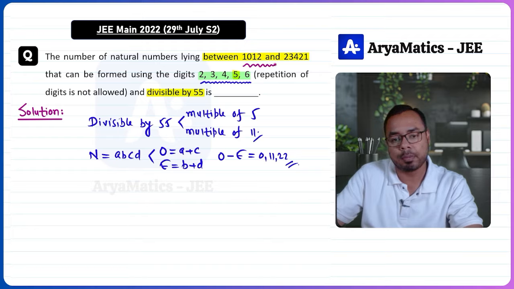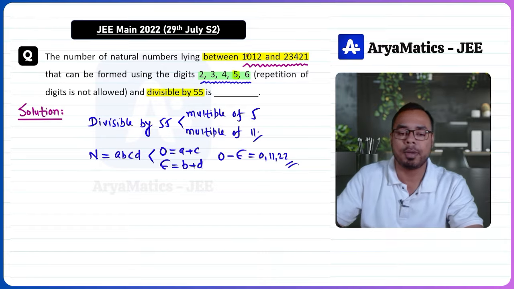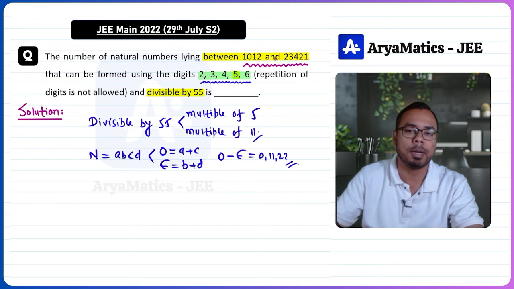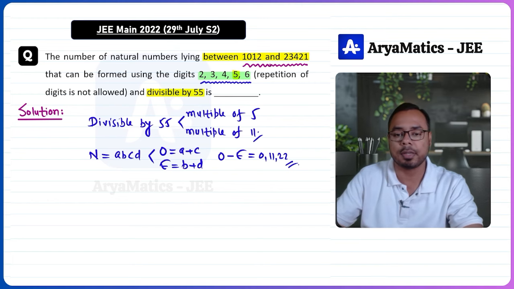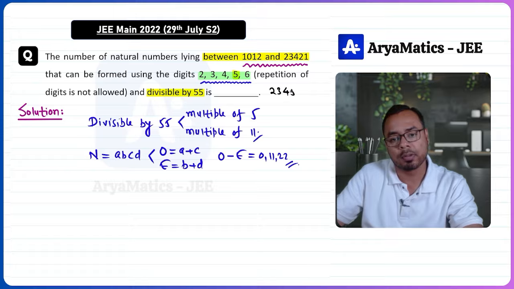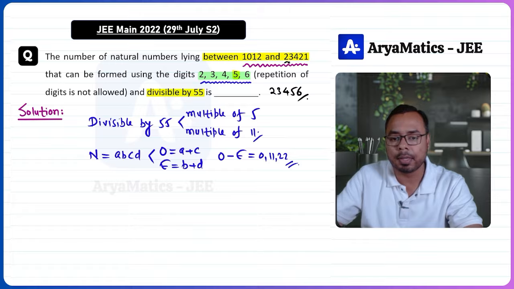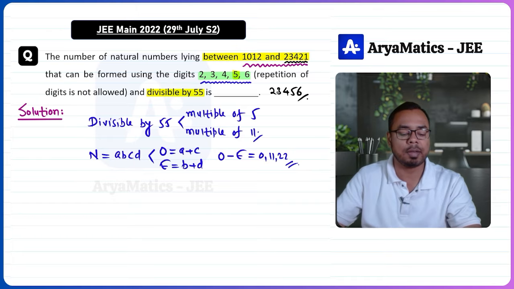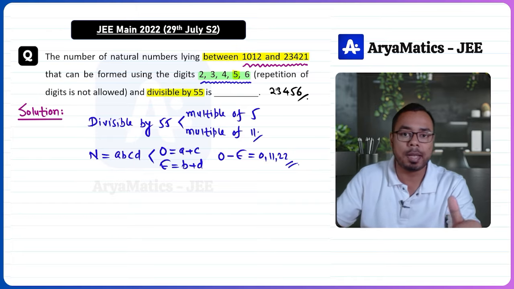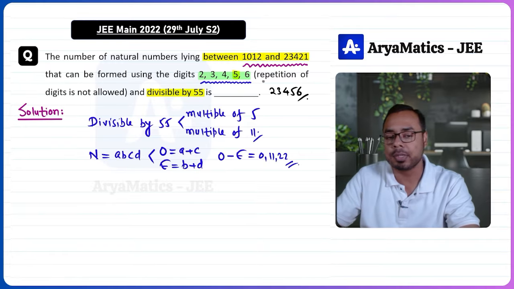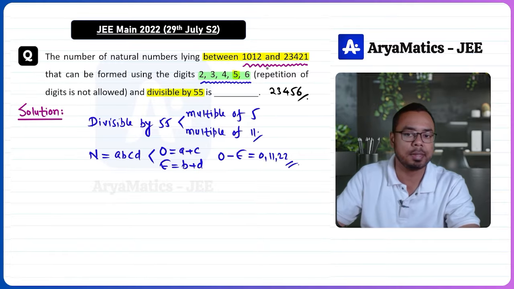Also you can notice that here we have to find only those numbers which are lying between these two numbers 1012 and 23421. Now remember, numbers lying between these two numbers will be either 4-digit or 5-digit numbers. But the smallest 5-digit number that you can create using these 5 digits will be 23456, and this number is clearly bigger than this one. So there will not be any 5-digit number formed using these 5 digits which will lie in this interval.